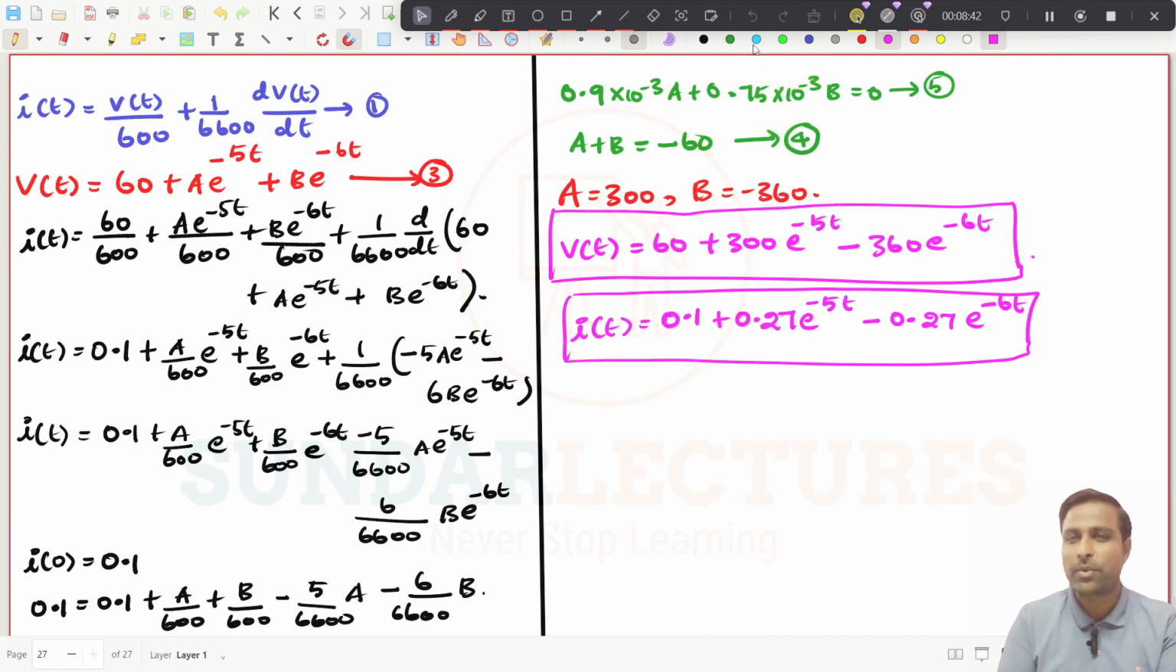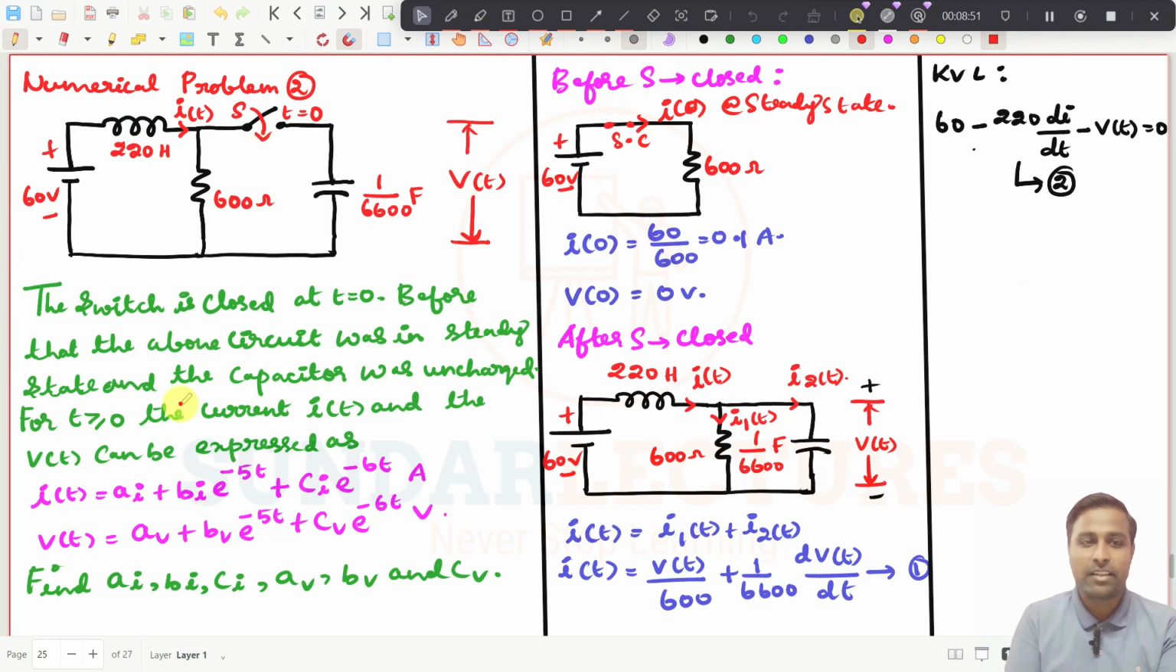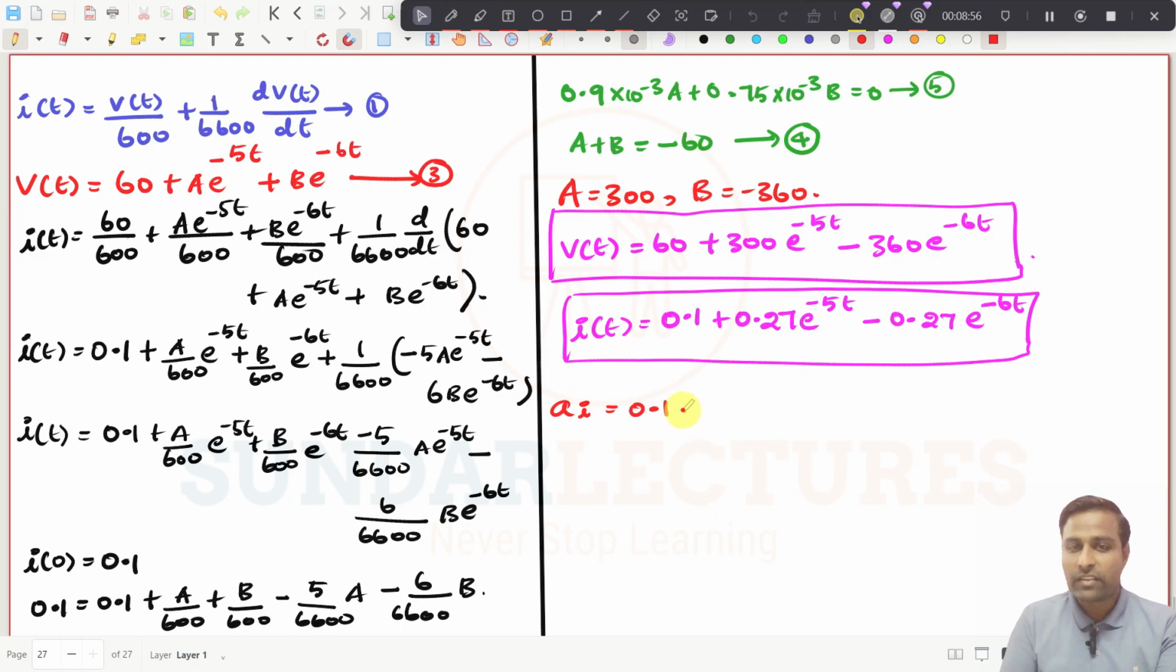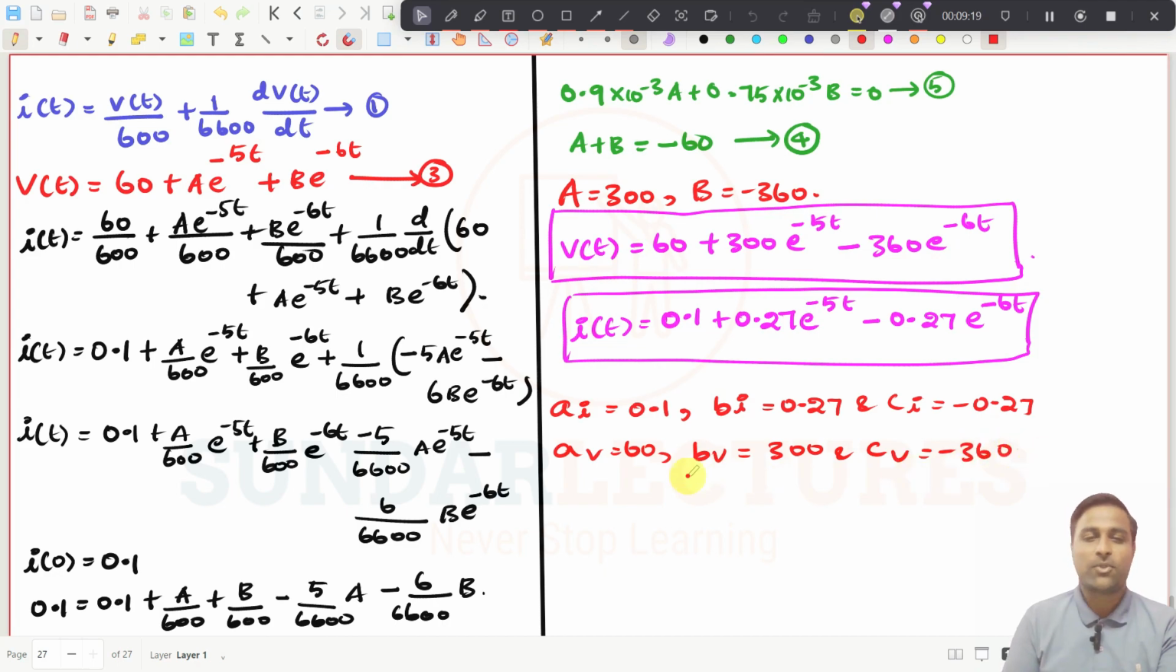Now it is very simple, right? You can directly write the value of the current expression. It is 0.1. See, I am just comparing here. That is the given, right? These two, I am just comparing and writing it down. So ai will be this value, and then bi will be 0.27, and then ci will be minus 0.27, and then av will be 60, and then bv will be 300, and cv will be minus 360. So these are all the parameters that were asked in the question.